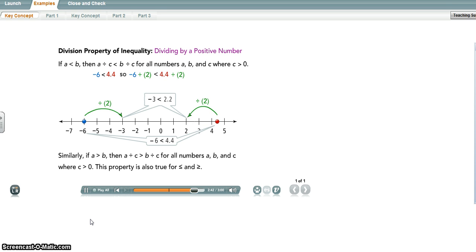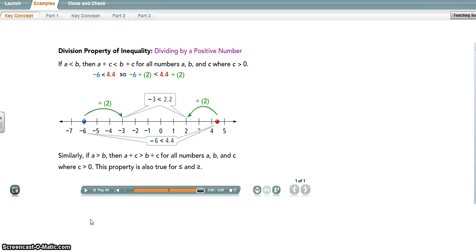Similarly, if A is greater than B, then A divided by C is greater than B divided by C for all numbers A, B, and C, where C is greater than 0. The division property of inequality is also true for less than or equal to and greater than or equal to.